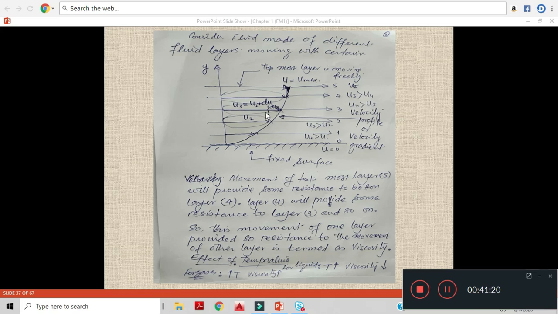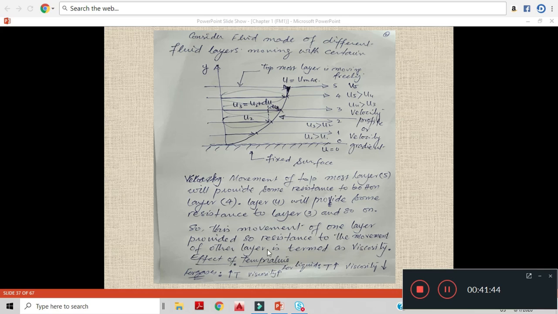We can see that here to here is U2 and here to here is U3. So here to here is U2 plus du. That means U3 is equal to U2 plus du. That means there is a small difference, which is du.